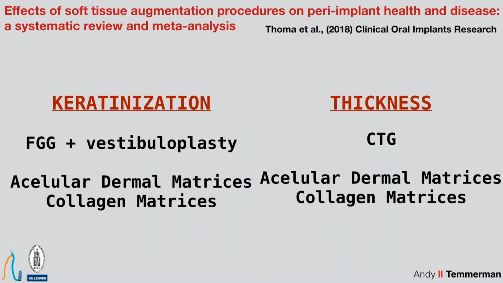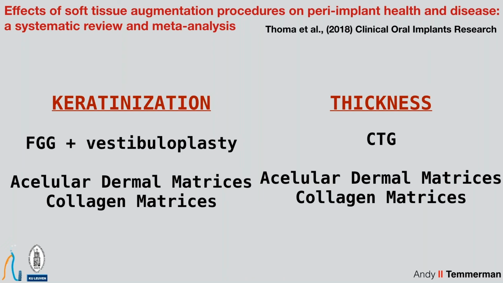Now, of course, what does this mean clinically? Is it possible to achieve keratinized tissue and increase tissue thickness? Yes, you can see in this very recent systematic review that it is possible to achieve this with the free gingival graft or connective tissue grafts, but also by using substitute materials like acellular dermal matrices or collagen matrices. They seem to work, but not as well as the autogenous options.